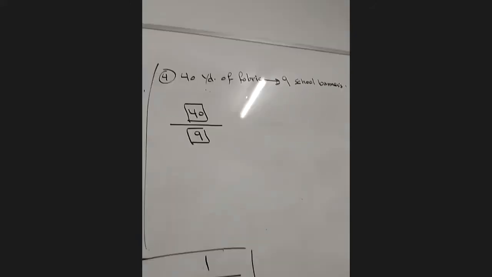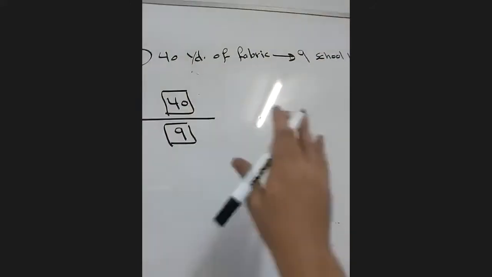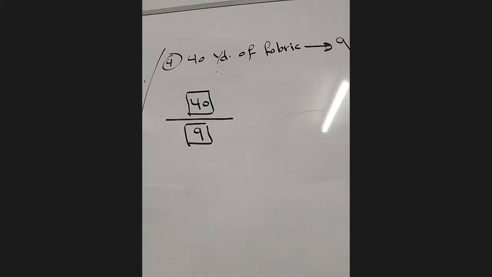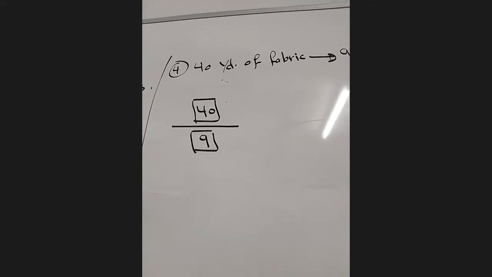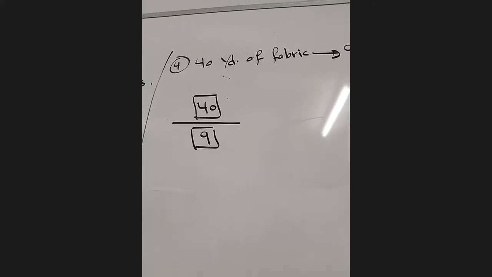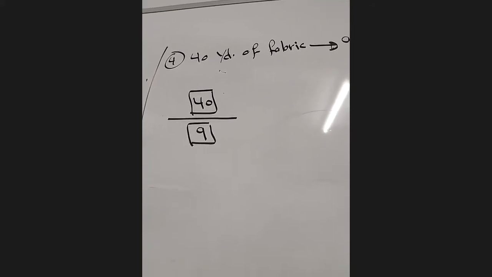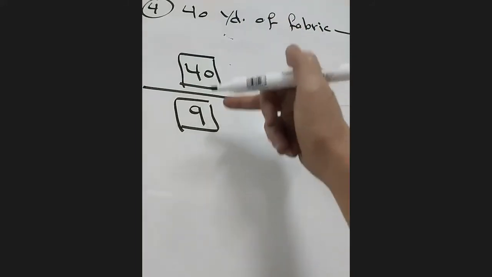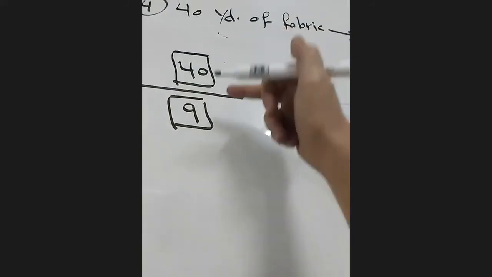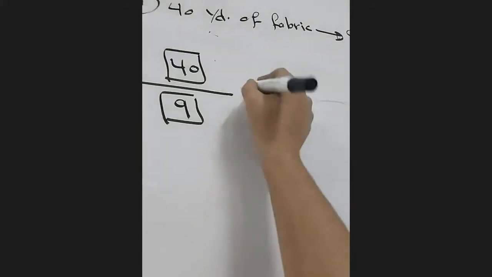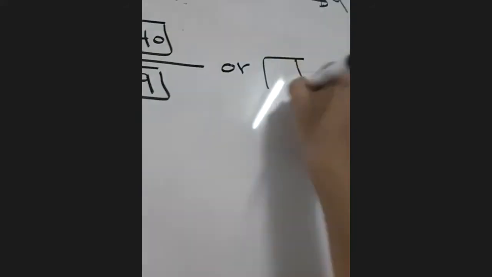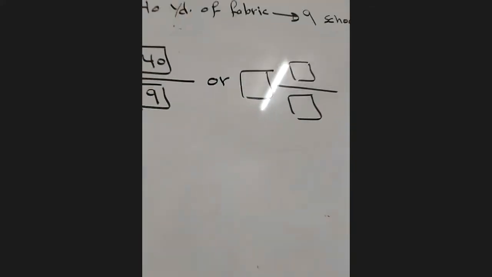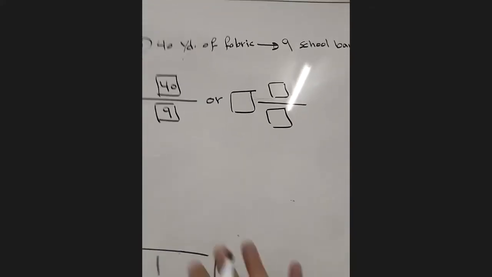9. Can we make it a mixed number or we cannot? Yes, we can. Why can we? Because we can divide them. Because the top is more than the bottom. Because 40 is more than 9. So we can make it a mixed number, right? Got it?